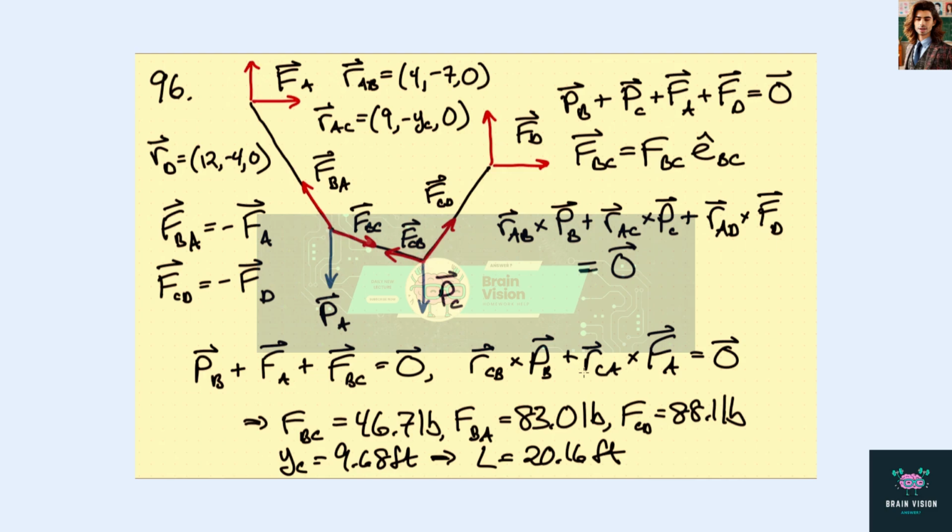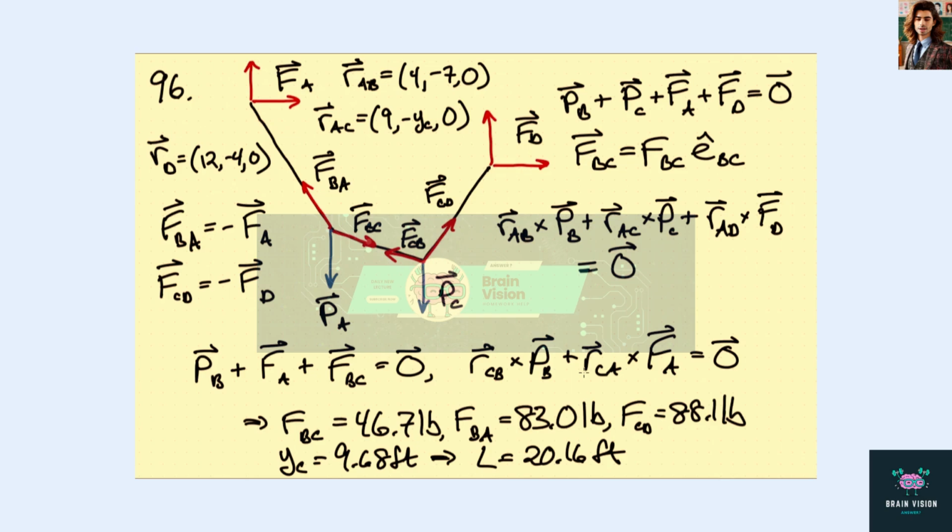Now the position vector from A to B is known: it's 4 feet in the x direction and -7 in the y. We don't know the vertical position of point C, but its horizontal position is 9 feet. And to point D at the opposite end is 12 feet and then -4 feet.